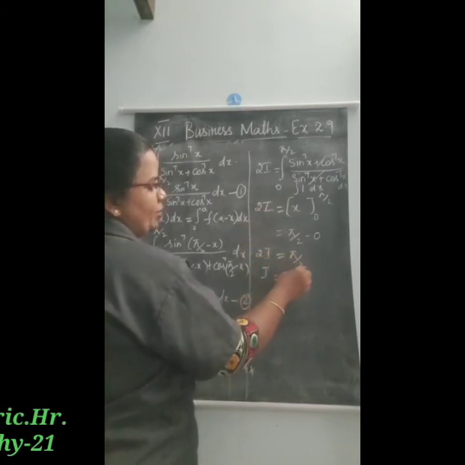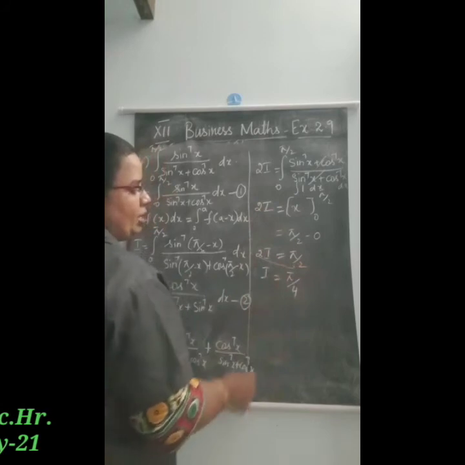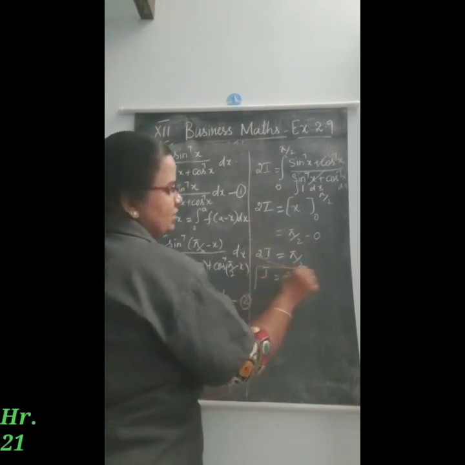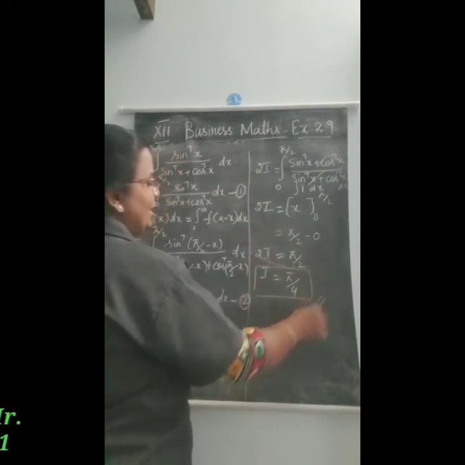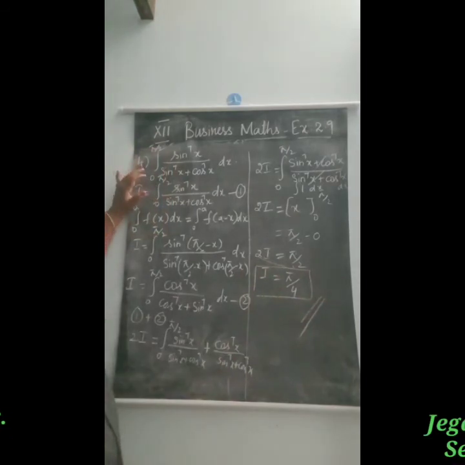2I is equal to pi by 2. The 2 goes into the denominator. We will get I is equal to pi by 4, which is the answer for the fourth question.